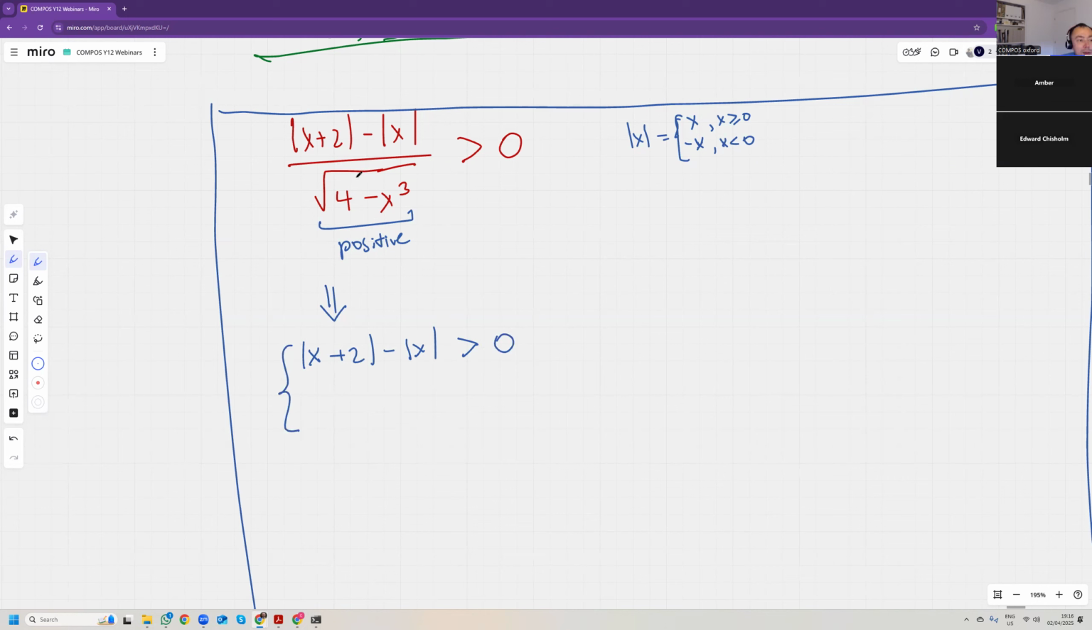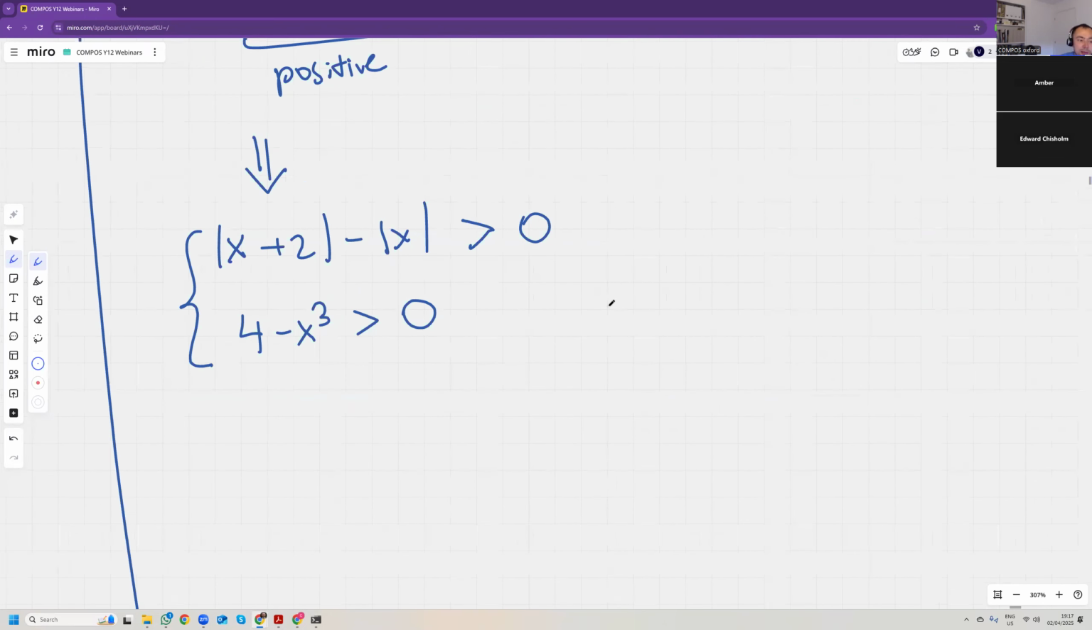However, the square root has to exist. That means 4 minus x cubed has to be greater than 0. It can't be equal to 0, because then you're dividing by 0, so it has to be positive. Okay. Because this is always positive, it can't be negative. That only means that modulus of x plus 2 minus modulus x is greater than 0. The bottom inequality is easy. It's x cubed less than 4. So x is less than cube root of 4. That's easy. What about this one?